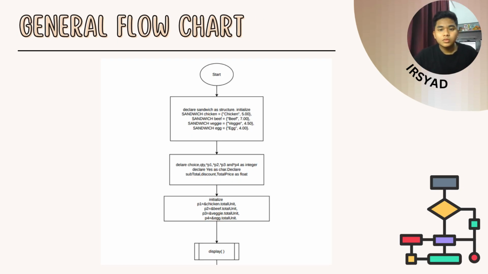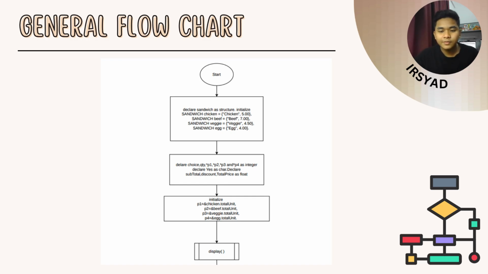Okay, Assalamualaikum warahmatullahi wabarakatuh. My name is Daniel Irshad bin Muhammad Yazid. My matric number is B1424100119. Okay, today I would like to share about the general flowchart.